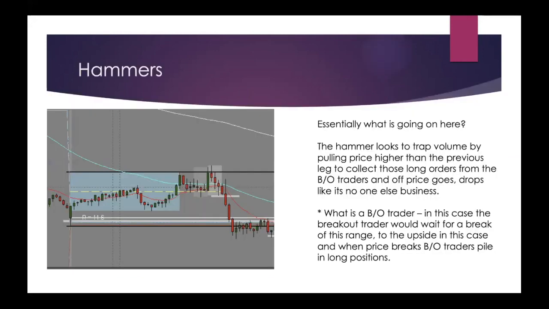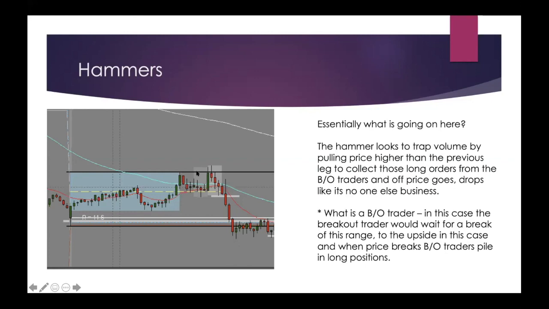Hammers are the first thing that I want to discuss. Hammers are also seen to be smaller versions of pin bars. So hammers look to trap volume by pulling price higher than the previous leg. In here, as you can see, there's an accumulation of orders coming in, and price ranges until it has enough money to pull out. And what happens here is that the price ranges, and a lot of traders, us retail traders, start to buy in, thinking price is going to go up, but instead it continues to range.